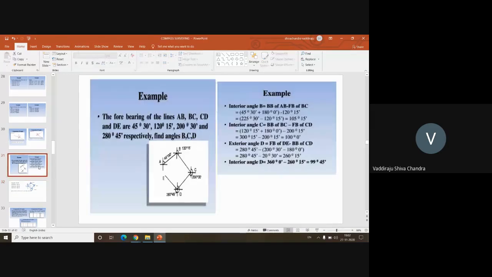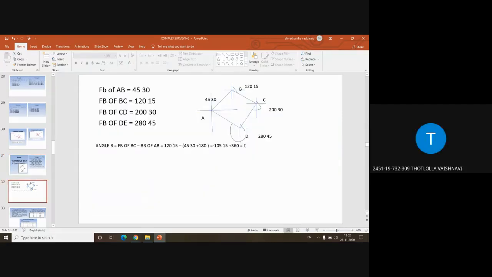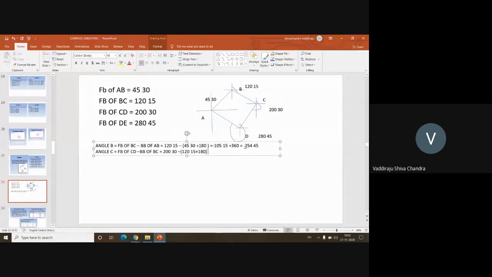What is the value? 254 degrees 45 minutes, sir. 254 degrees 45 minutes. Okay. Here we have determined both angles. 105 degrees 15 minutes is one angle and 254 degrees 45 minutes is another angle. Next, angle C. Angle C is equal to forebearing of CD minus back bearing of BC. Forebearing of CD is 200 degrees 30 minutes minus back bearing of BC, which is 120 degrees 15 minutes plus 180. What is the answer?